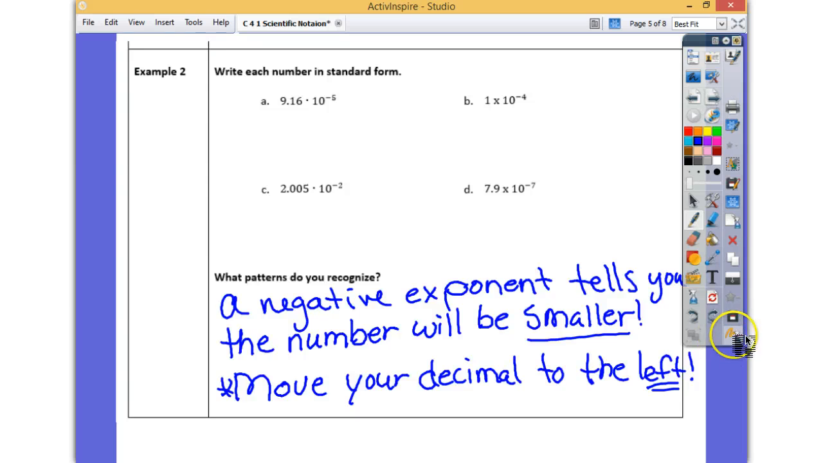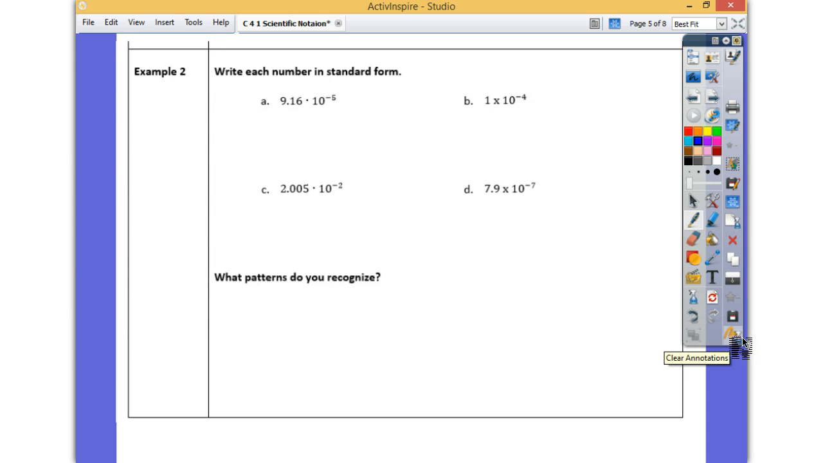Now, we have negative exponents. Do all of our numbers here in the scientific notation, are they all greater than or equal to 1 but less than 10? Are they all correct? Yes or no? How about letter B? Can we do that one? That's just a 1 by itself. Can we use that one? Yep, because it is equal to. 1 has to be greater than or equal to 1.